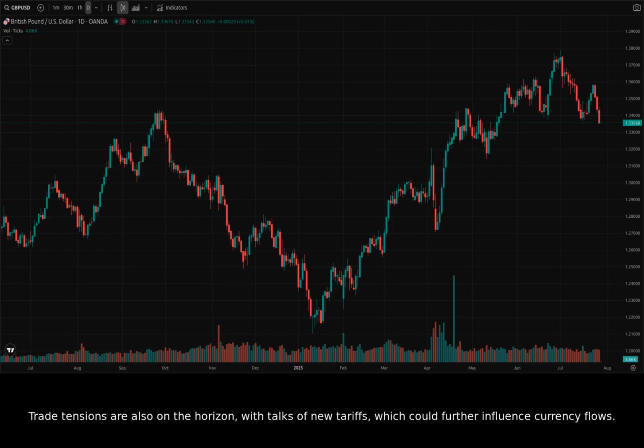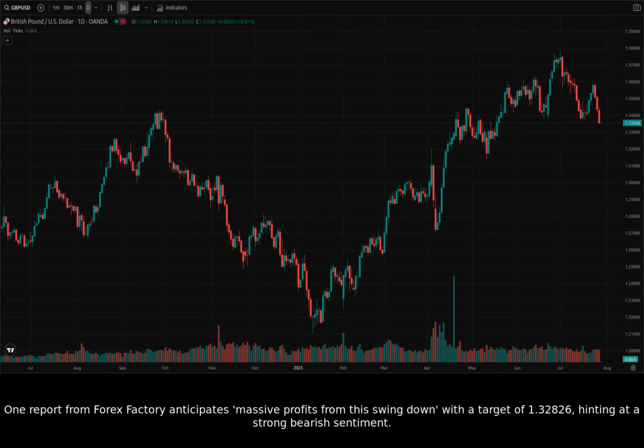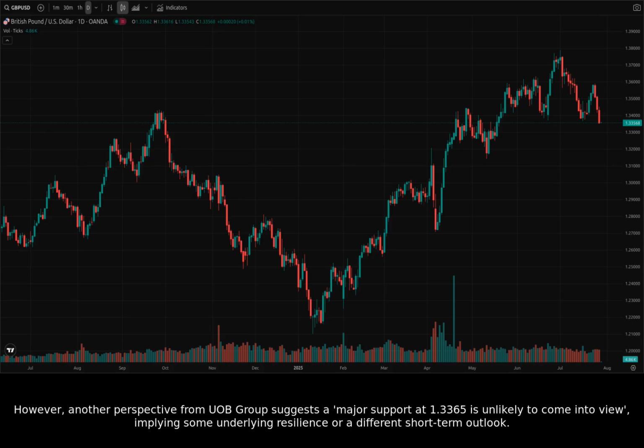Trade tensions are also on the horizon, with talks of new tariffs, which could further influence currency flows. One report from Forex Factory anticipates massive profits from this swing down, with a target of 1.32826, hinting at a strong bearish sentiment. However, another perspective from UB Group suggests a major support at 1.3365 is unlikely to come into view, implying some underlying resilience or a different short-term outlook.